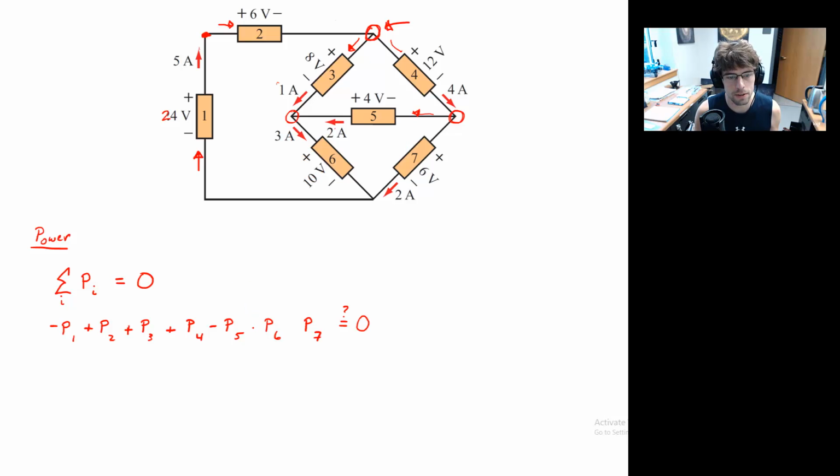Let's look at element 6. Current's going in the positive, and you should get a feel for this. You probably have an idea here. Element 7, again, it's positive. So there we go.